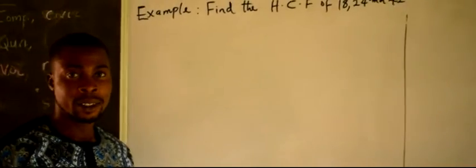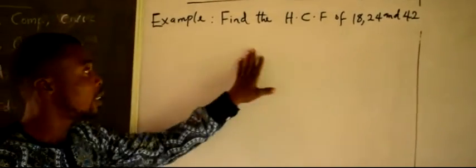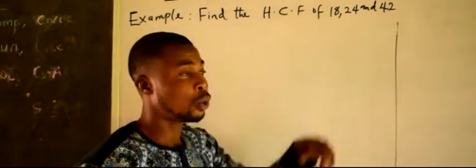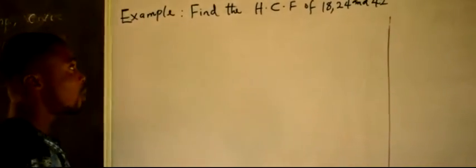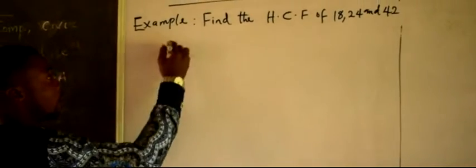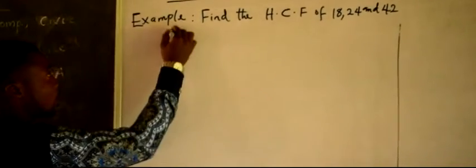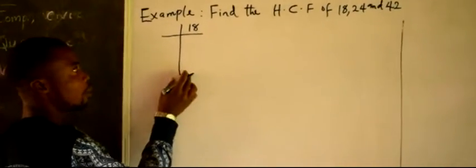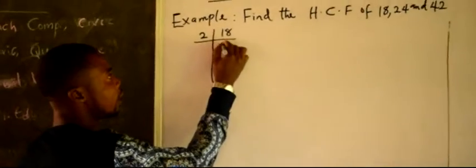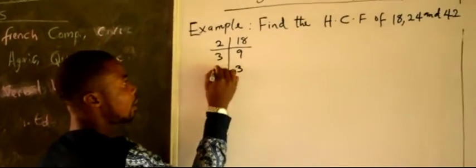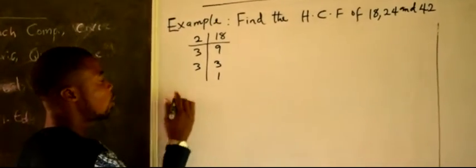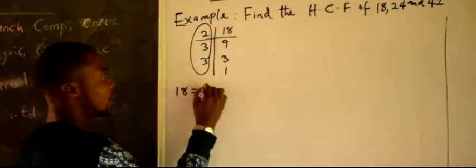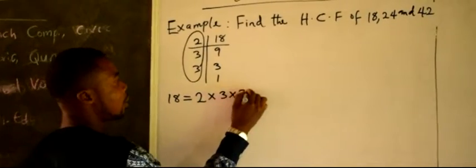We want to look at this example. We want to find the H.C.F, the highest common factor, of 18, 24, and 42. We will divide using prime numbers, that is prime factors, like this. 18, the first number: 2 in 18 is 9, 3 will go in 9, 3 in 3, 1. So the prime factors of 18 are 2 times 3 times 3.